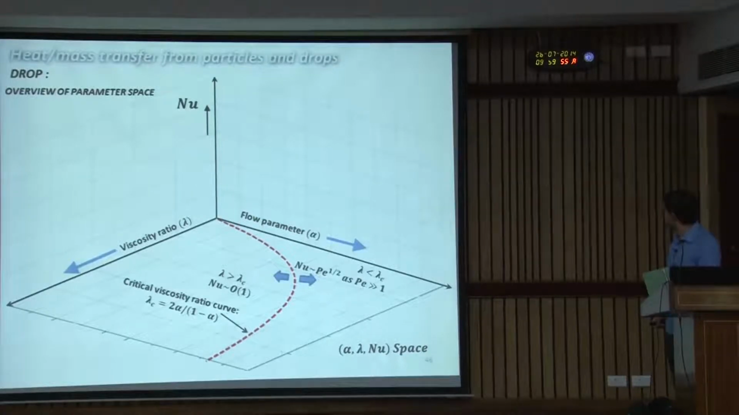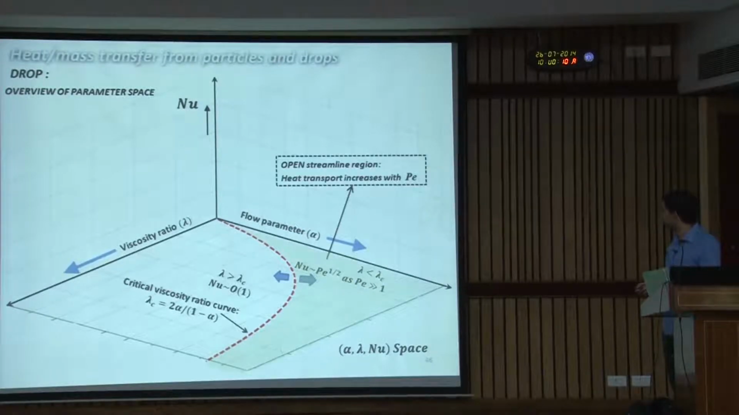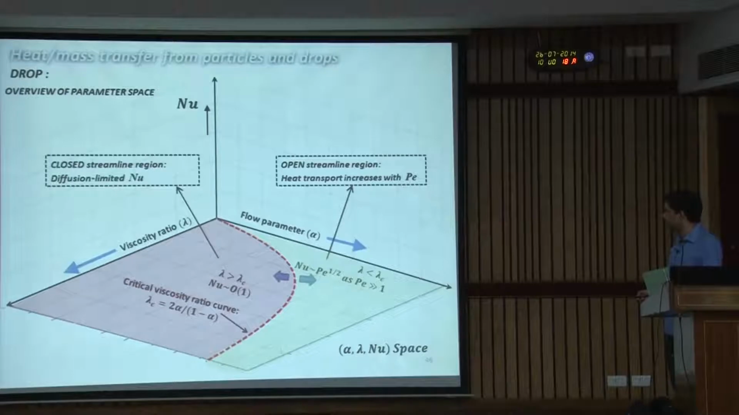So, I'm not going to show you any details of this calculation, but I'm just going to show you how one might go about it. Okay. And that involves the coordinate system that I talked about earlier, right. So, like I said, here is the open streamline region. The heat transport actually becomes more efficient with convection, but there it doesn't. It eventually hits a wall.